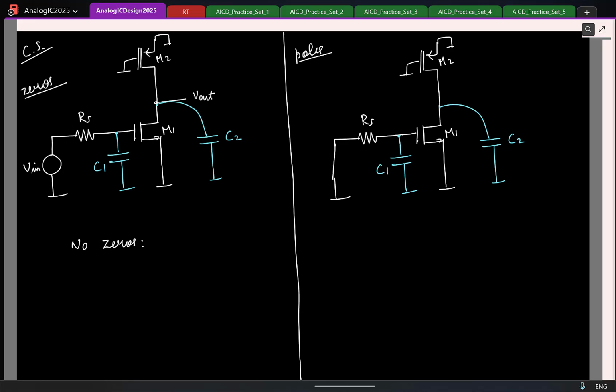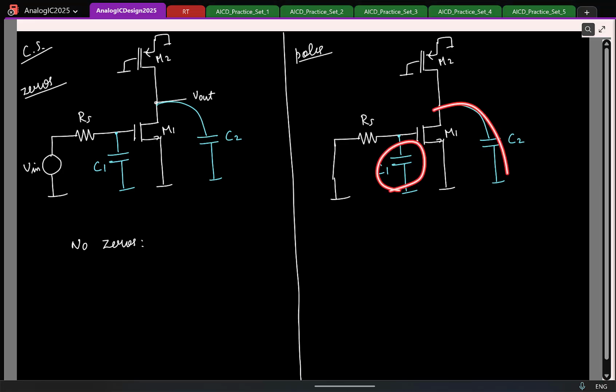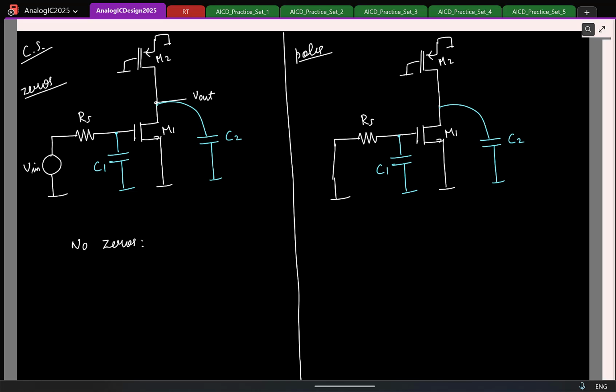Let us say the resistance seen by C1, do you think it will change if I short or open C2? It will not change, because remember, looking here is the gate. This is basically isolating both capacitors. So which means the resistance seen by C1, how much will that be? Resistance seen by C1 is going to be Rs. That's not going to change based on whether C2 is open or short.